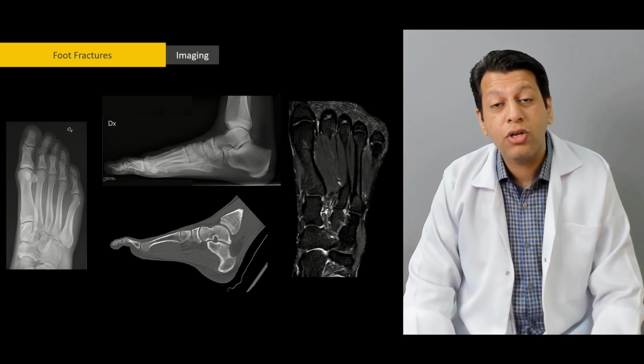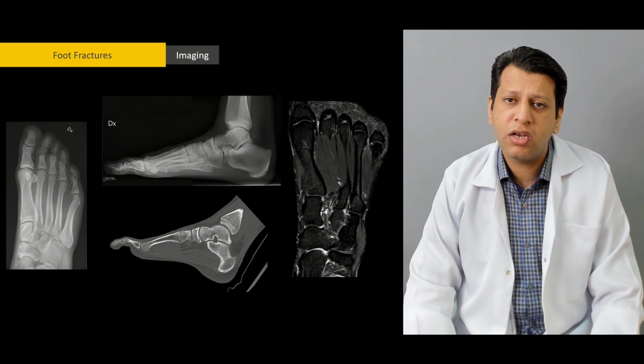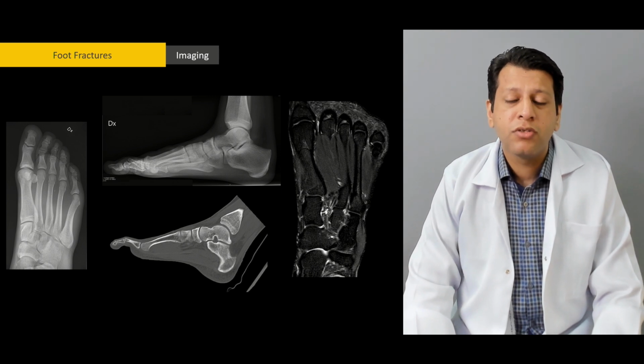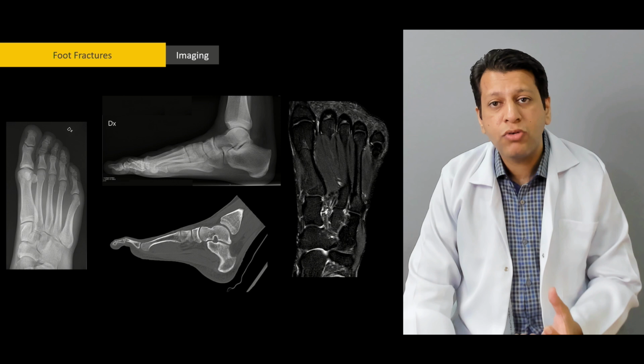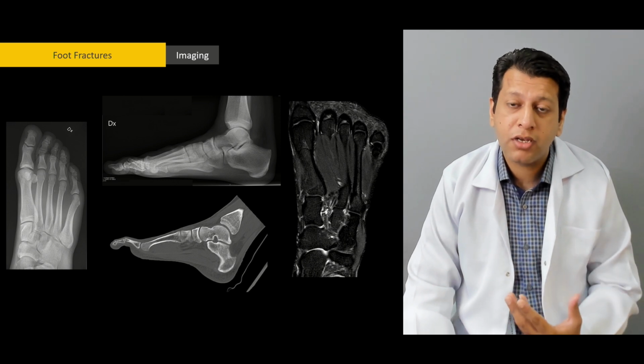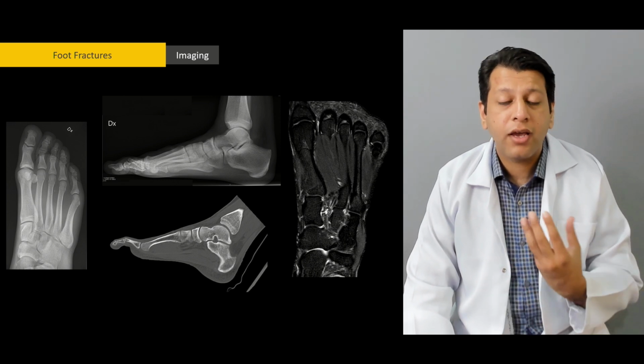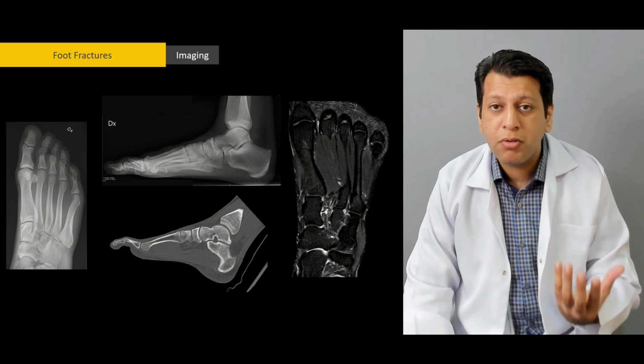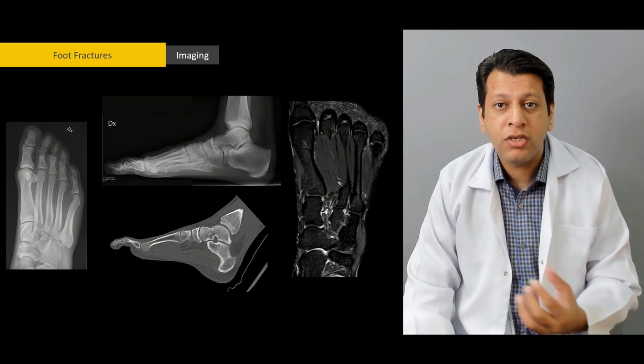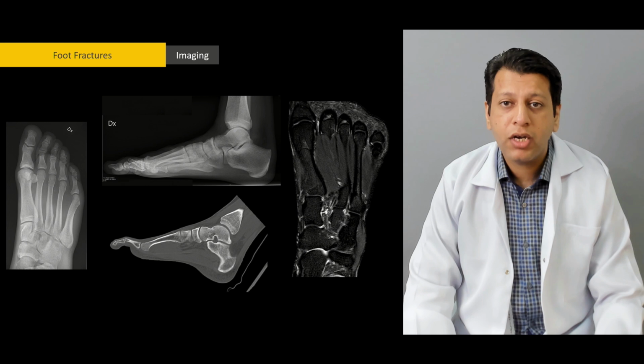Then you can also get an MRI as well, although it's rarely indicated. But sometimes, to have a better view of the soft tissue damage, to have a better view of how much the ligaments are torn, and if there is no bony fracture, there may be an associated ligamentous injury only. To view that, you have to go for an MRI.